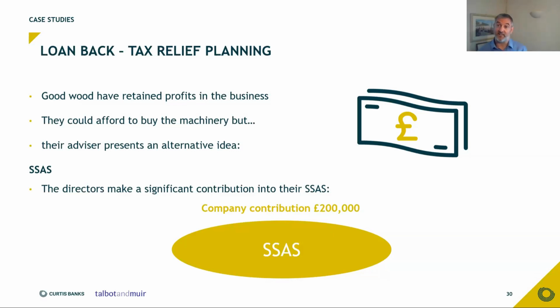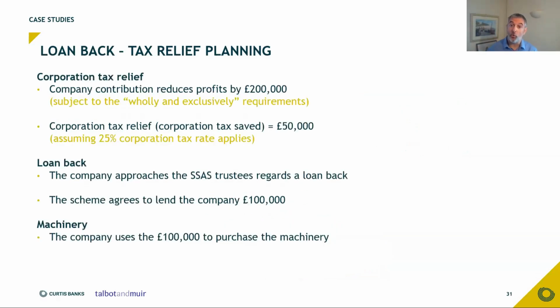£200,000 contribution into the SSAS, subject to the wholly and exclusively requirements, an allowable expense of the business, assuming corporation tax of 25%, the contribution saves £50,000 corporation tax. We will assume that they've considered this loan in advance of the exercise and they've already established that, yes, we're going to be comfortable making this loan. The SSAS is now in a position to lend the company £100,000, which the company can then use to purchase the plant and the machinery.